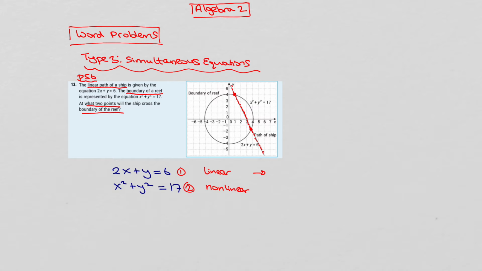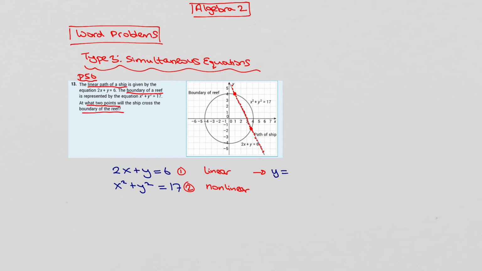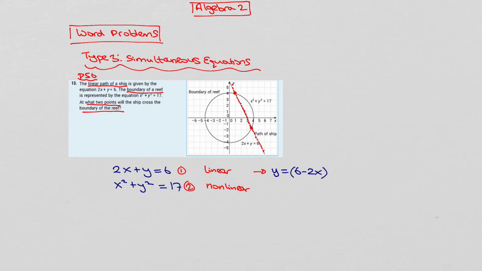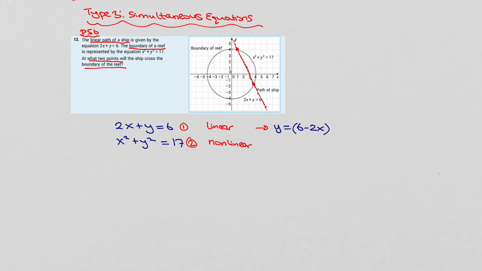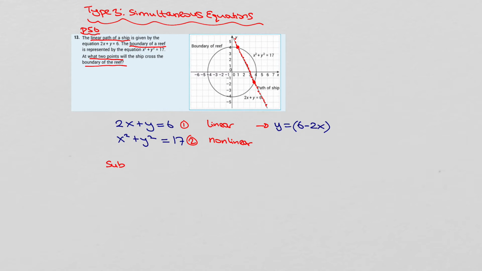So if I subtract 2x from both sides, I get y equals 6 minus 2x. So now I know that that's what y represents. So I take that linear equation and I'm going to sub it into the non-linear wherever there's a y. So in other words, we're going to sub y into 2. So we have x squared and y squared. So instead of y, we're putting in 6 minus 2x, but I have to then square that, and that equals 17.